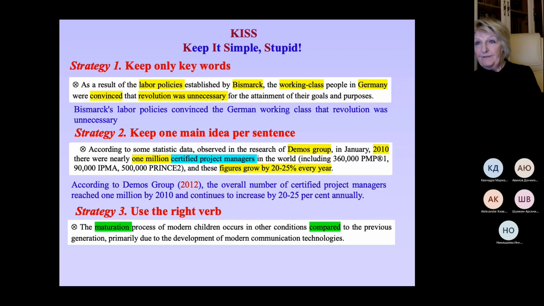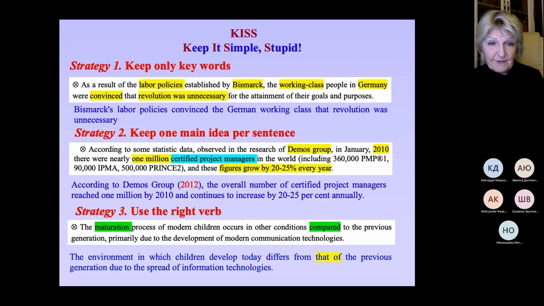Look, the environment in which children develop today differs from that of the previous generation due to the spread of information technologies. We correct words as well as we correct the structure of the sentence. You see? Are you familiar with such an expression as that of?